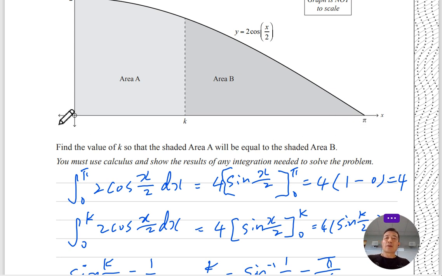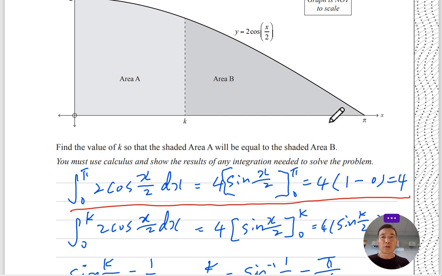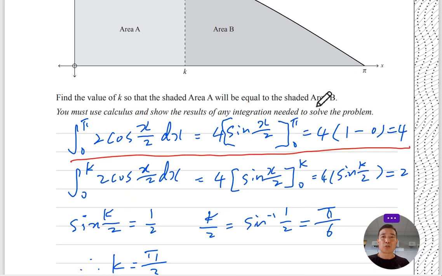So first thing is you have to find the whole area, isn't it? Oh, you can, because it's 0 to pi. So you plug them in, right? And this is an easy bit. So you get the whole area being 4. So area A should be half of it, which is 2, isn't it?